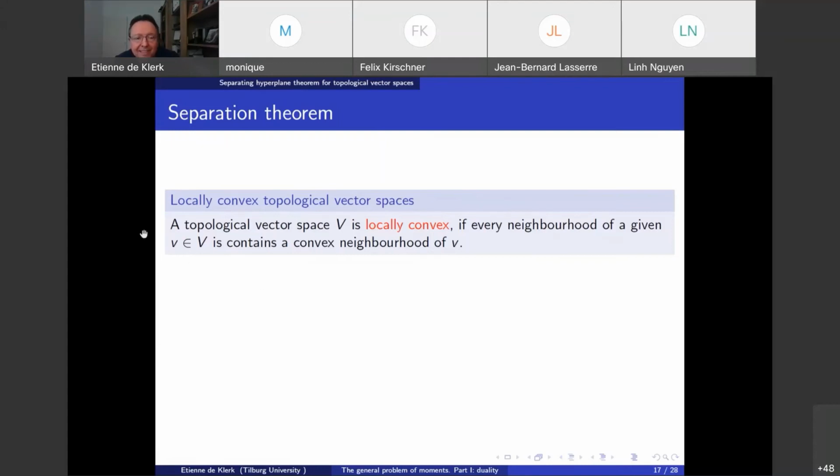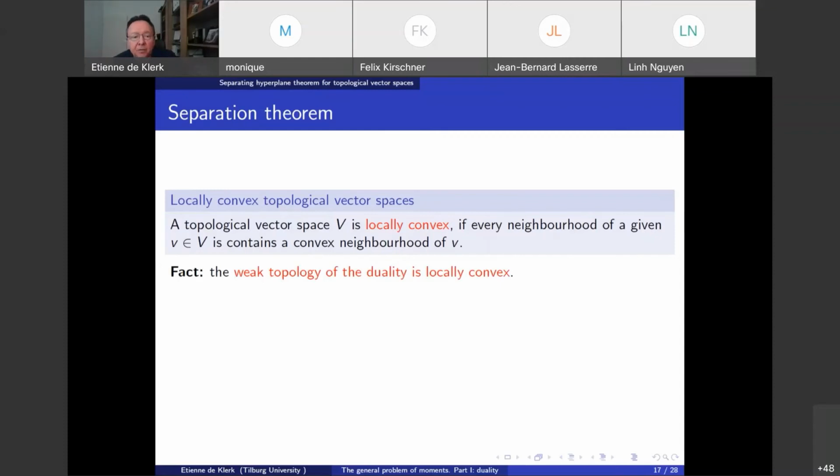Well, we'll understand what I mean in a second. So we need something extra called local convexity. A topological vector space is locally convex if every neighborhood of a given vector contains a convex neighborhood. So basically, if we have a neighborhood of a point, we have a smaller neighborhood inside, which is actually a convex set. Such a topological vector space is called locally convex.